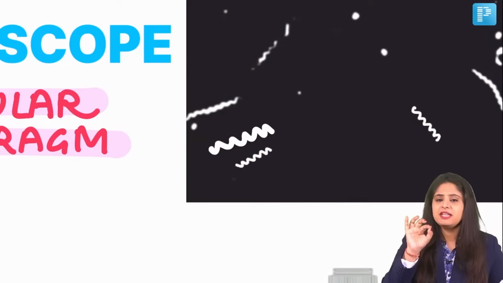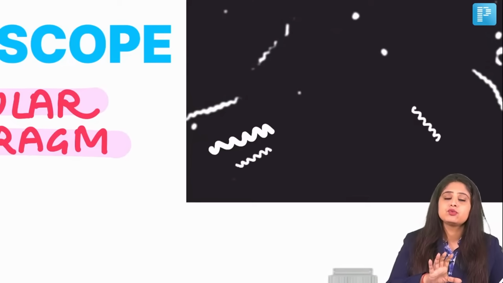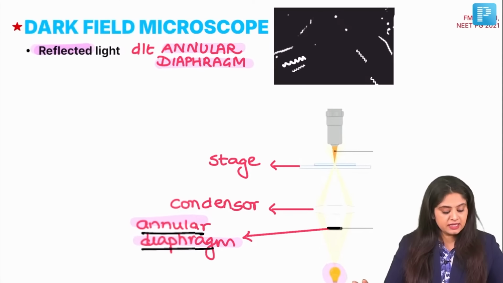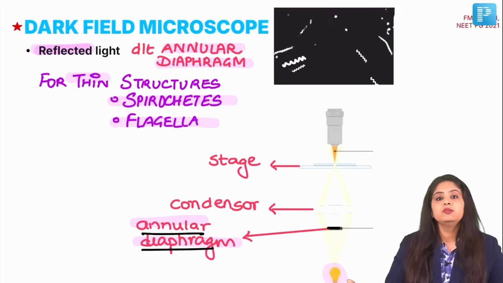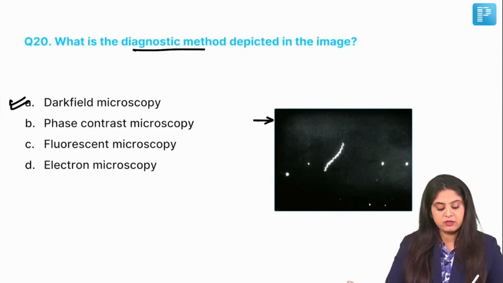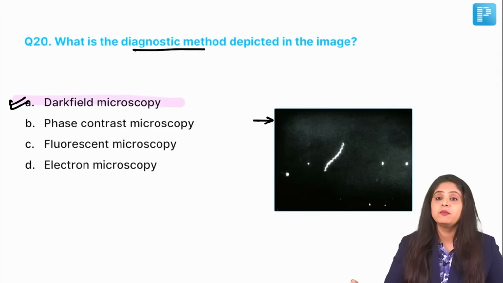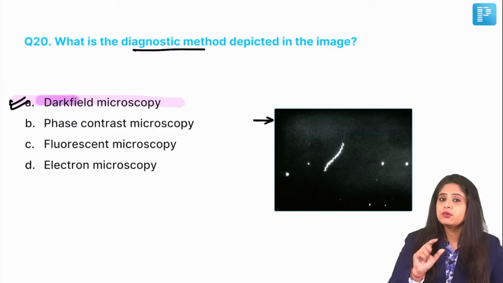Because spirochete is very, very thin. See, I had to zoom in so much to show you. So it's very thin. Anything that is very thin, like a spirochete or maybe a flagella in a bacteria, I will be using dark field microscope. Over here a spirochete photo was given. The answer was pretty obvious. Now you know why dark field, because of that annular ring, and I'm just going to change it.